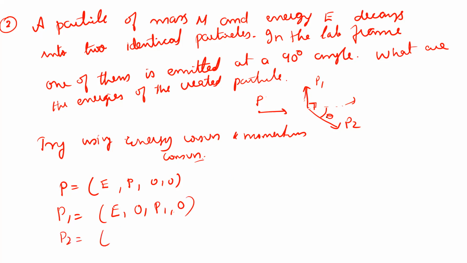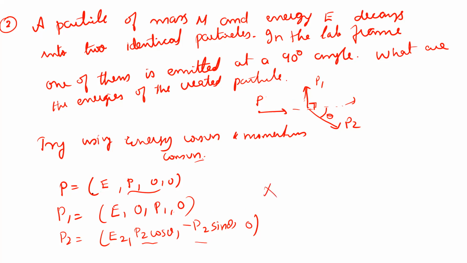P2 is even more complicated. This is theta, so you have E2, P2 cos theta, minus P2 sin theta, and 0. Now if you look at this, there is this cos theta and sin theta. If you find the energy, it will introduce tan square theta, tan theta, etc. This will be complicated.